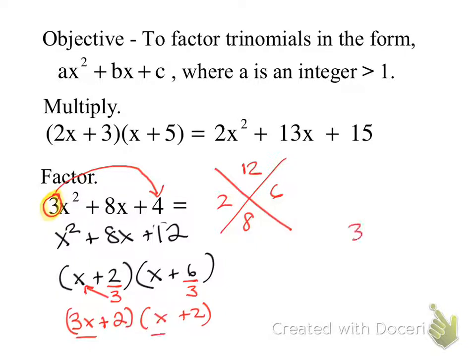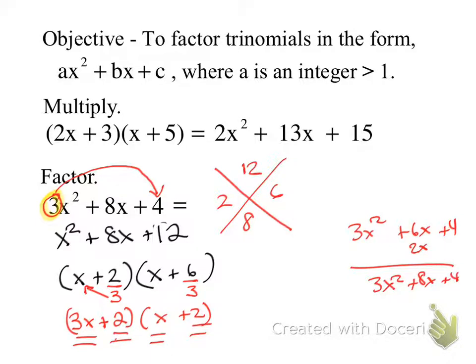3x times x is 3x squared. 3x times 2 is plus 6x. 2 times x is 2x. 2 times 2 is plus 4. 3x squared plus 8x plus 4. Is that what I started with? Yes. That is my check. This is my answer.